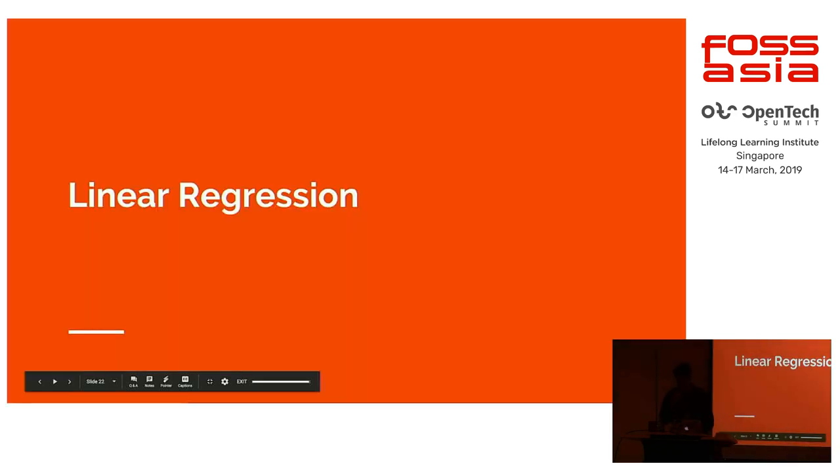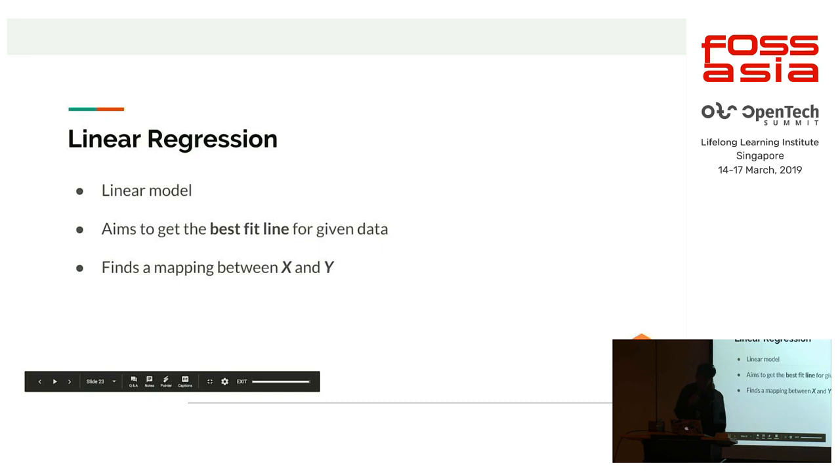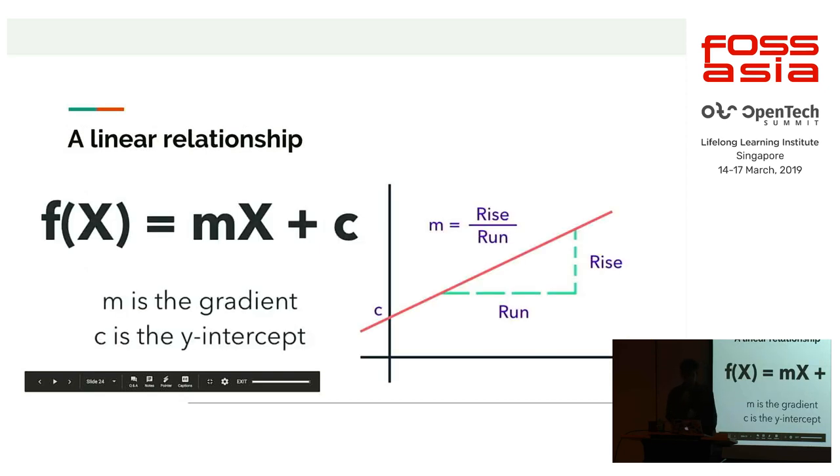Okay, linear regression. Linear regression is a linear model. We know that the relationship between variables x and y is defined by a best fit line, right? And the best fit line has a relationship of f(x) = mx + c, or y = mx + c, as some of us have learned in high school. So m is the gradient and c is the intercept, and together with the x and y variables, they're able to create the best fit line on a graph.